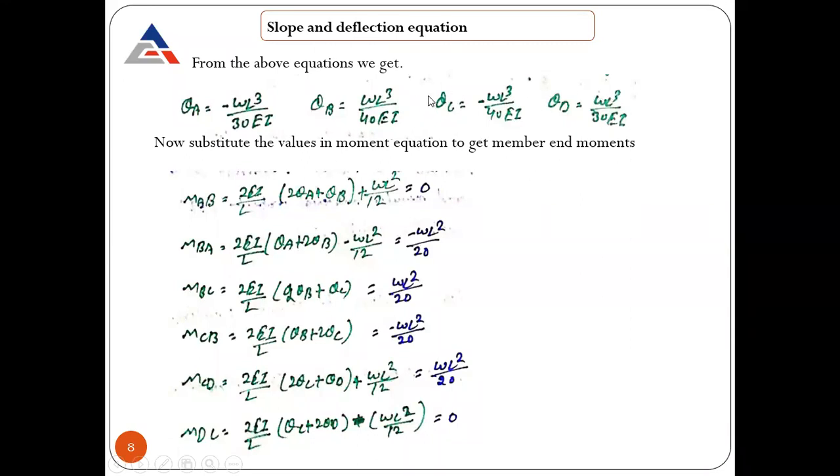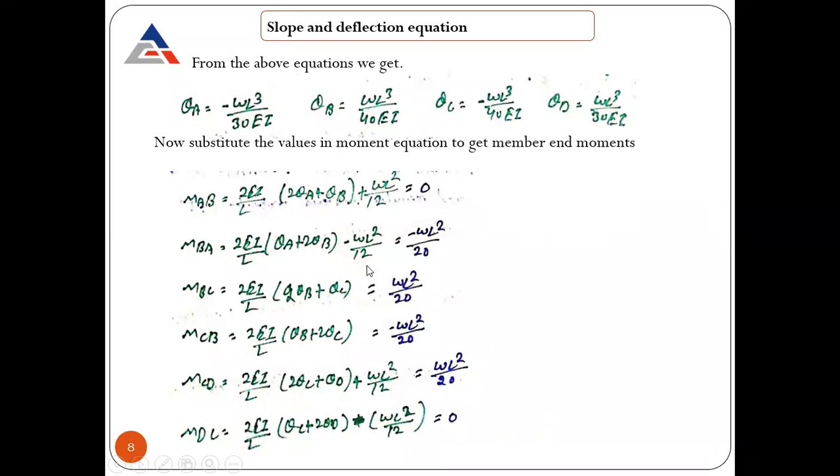What we need to do now is repeat this, meaning put these values back into the moment equations and calculate the values of the moments. So MAB equals 2EI by L times 2 theta A plus theta B plus WL squared by 12. This is the equation that we derived initially. So put the value of theta A here, theta B here, and solve for MAB. Similarly for BA, put the values of theta A and theta B and solve for MBA. The same for MBC, MCB, MCD, and MDC.